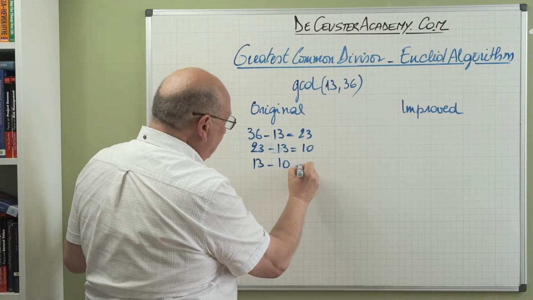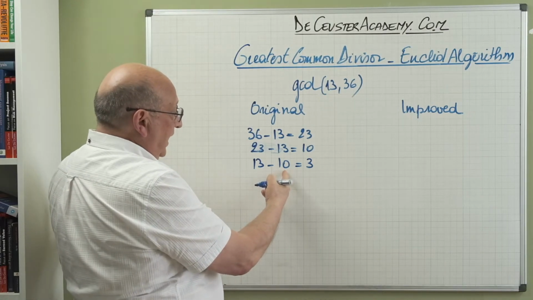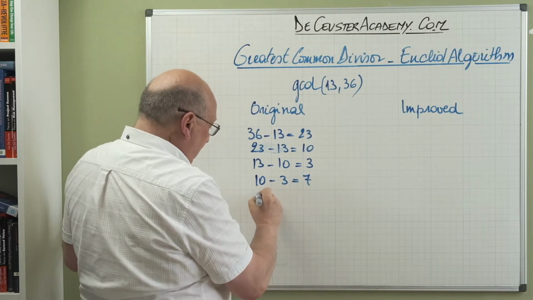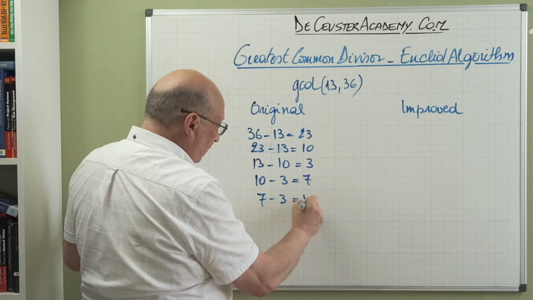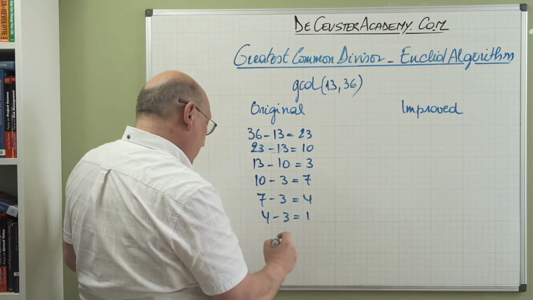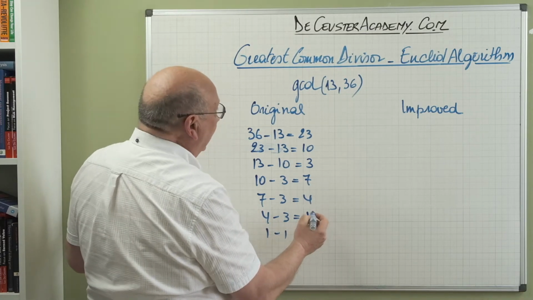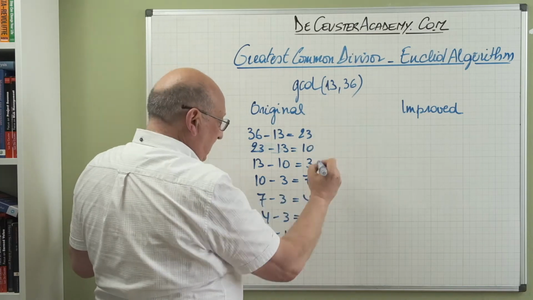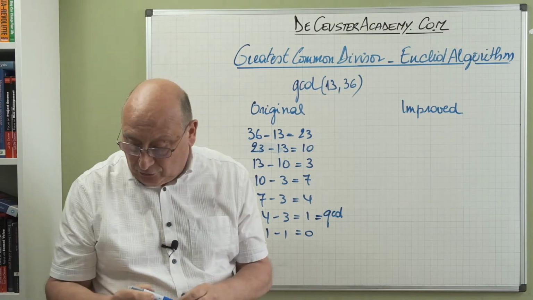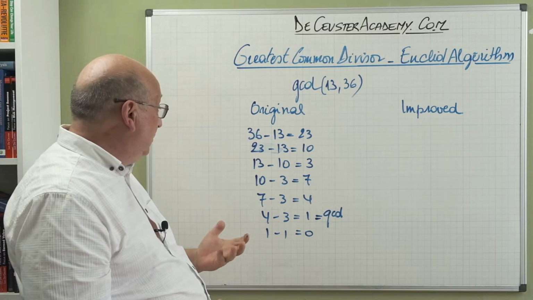13 minus 10 is equal to 3. We continue again with 10. 10 minus 3 is 7. 7 minus 3 is 4. 4 minus 3 is 1. And 1 minus 1 equals 0. So basically we find here that the GCD is equal to 1. So that's the easy way to calculate it. We find the zero, then the previous step gives us the GCD.